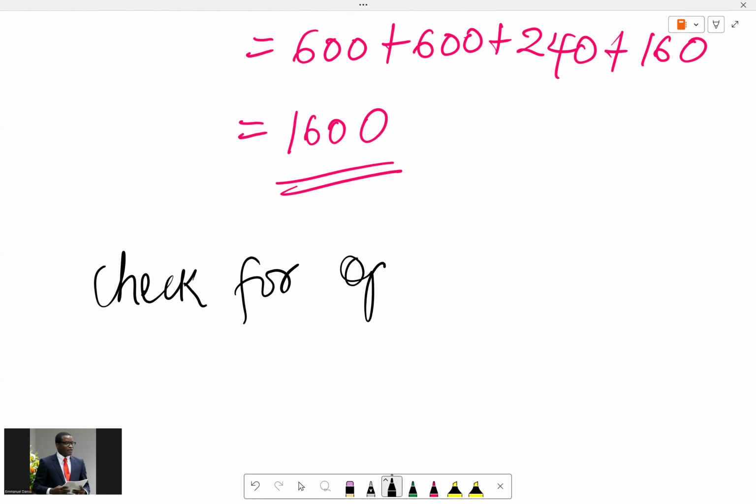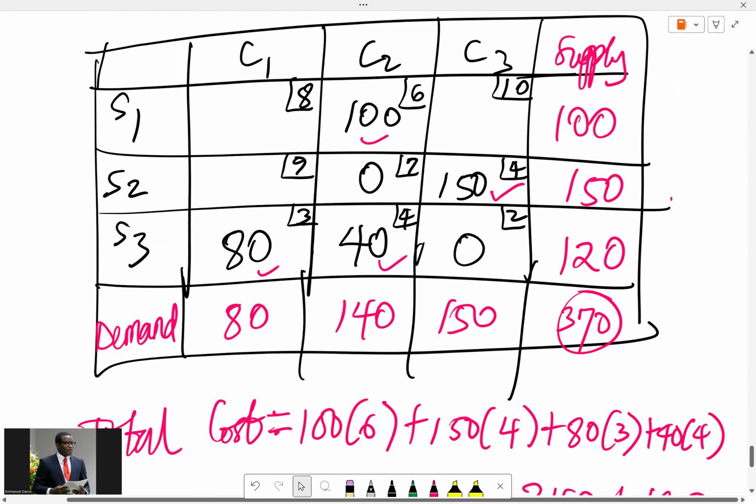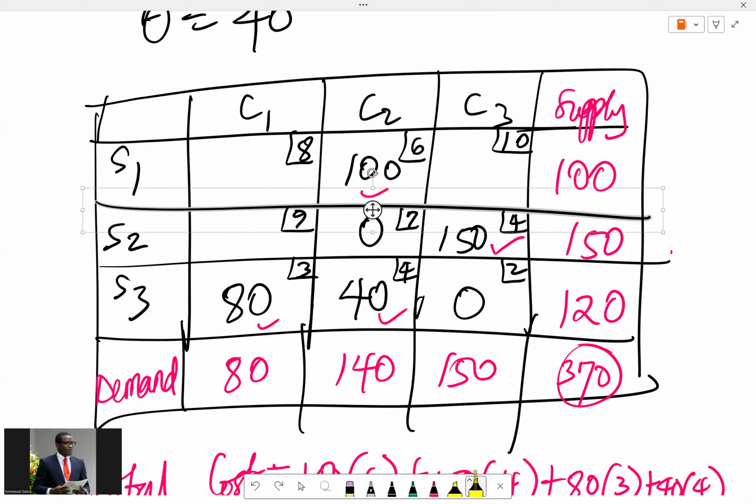Check for optimality now. To check for optimality, we do the usual thing. All the empty cells, we check them to see if we still have any negative values. If there's no negative values, then we have reached an optimal solution. So we want to check for all this now. All these zeros too can go, right? Anything zero, normally it means there's no assignment.